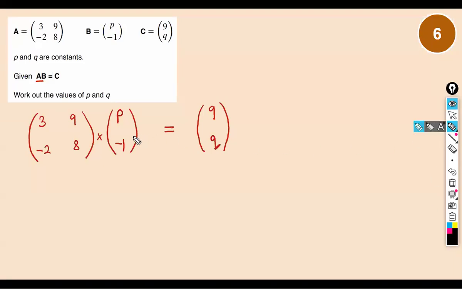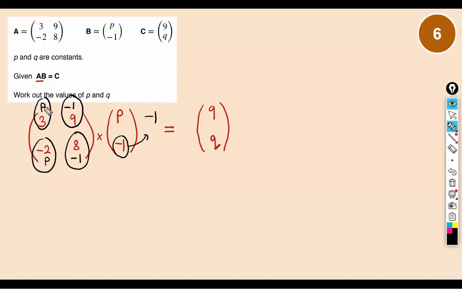So this one here, I'll do it in full because it has some letters in it. The minus 1 is Batman. He swings up to the top. The P and the minus 1 get photocopied here. And the P and the minus 1 get photocopied here. Right? Multiply each pair. P by 3 is 3P. Minus 1 multiplied by 9 is minus 9. Minus 2 by P is minus 2P. 8 multiplied by minus 1 is minus 8. All right.